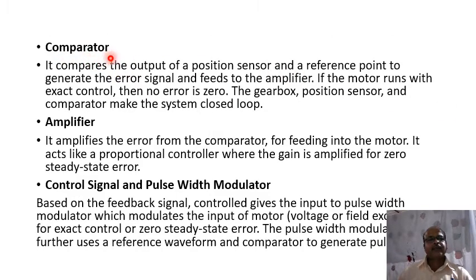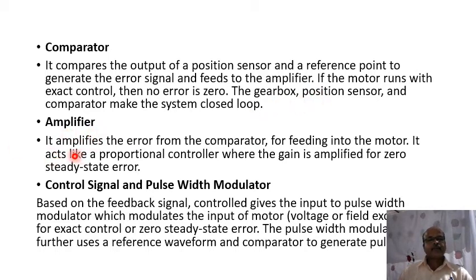Comparator, as the name indicates, compares the output of the position sensor and reference point to generate the error signal and feeds it to the amplifier. It compares the two inputs, that is the input signal and feedback signal, and if the motor runs with exact control, then there is no error, or error is zero. The gearbox, position sensor, and comparator make the system closed loop, as previously mentioned.